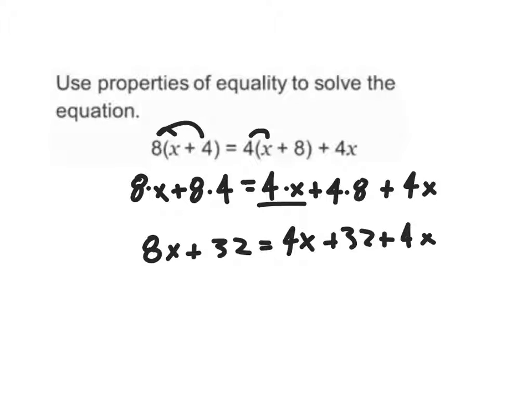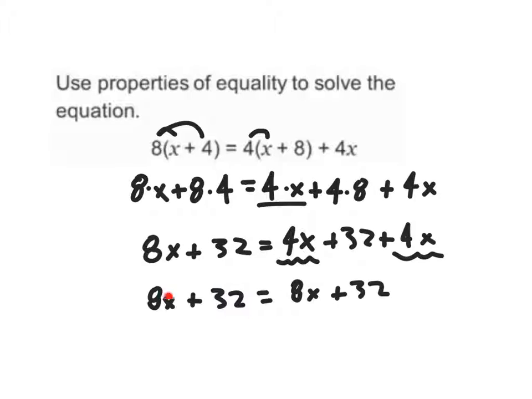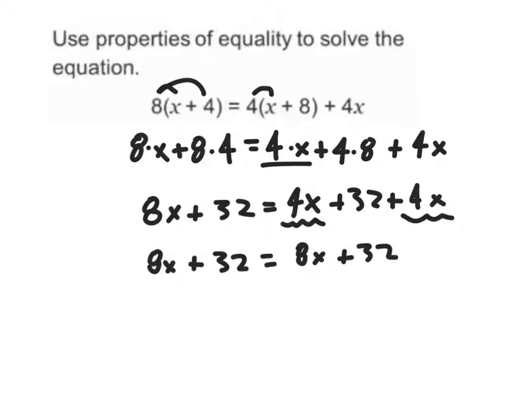So then here my like terms are 4x and 4x. I'm going to combine those to give me 8x plus 32. Now what I notice is that the left side of my equation is the same as the right side. So we're going to have infinite solutions, but let's take a look. Let's cancel out our variable term. Let's subtract an 8x from both sides.